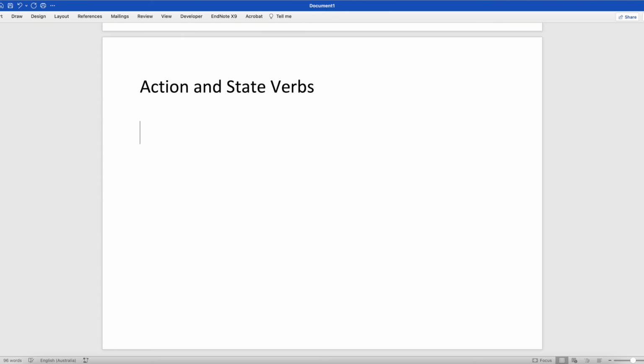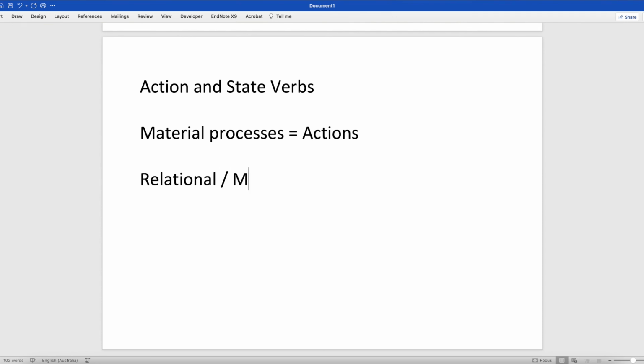Really, these are just different terms, or more traditional terms, for material processes and mental and relational processes. Relational and mental processes are states. But I like the functional approach because we distinguish between mental and relational. In traditional grammar, they're just lumped together as states, and it's never that simple.